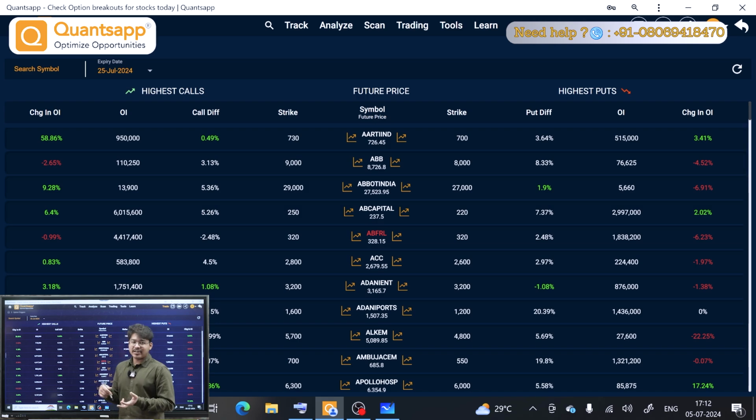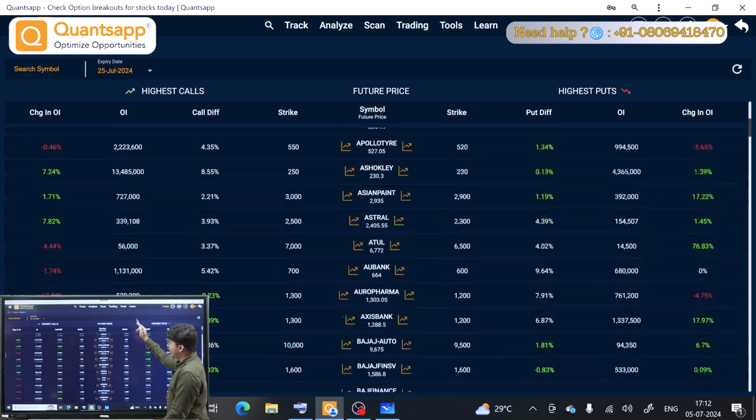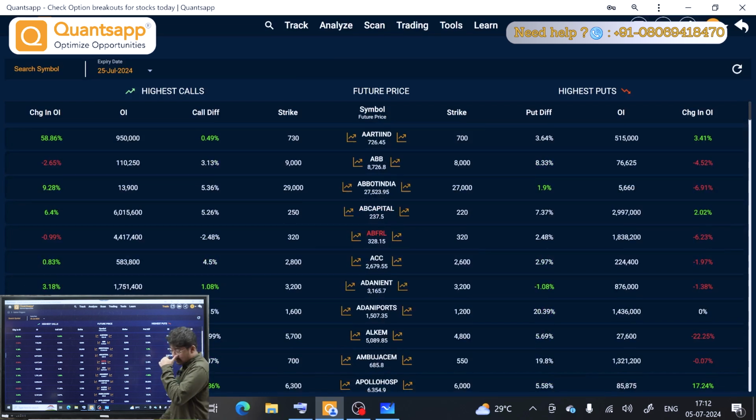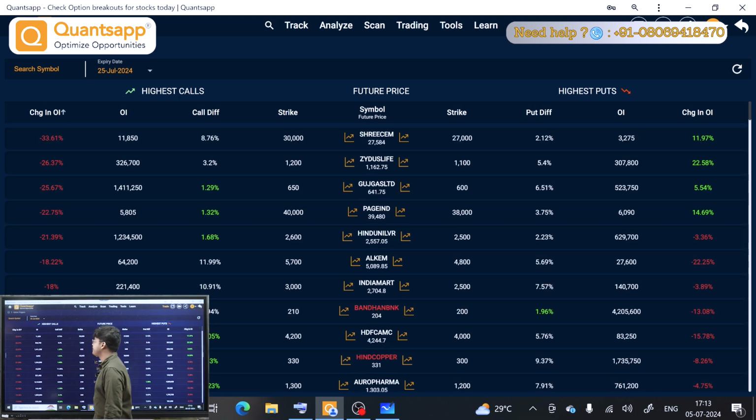But how do you identify stocks? I don't have time to manually go and analyze each and every stock, right? We have around 187 scripts in the entire F&O basket, including the indices. So for that, what I like to do is just sort based on change in open interest. Just click on change in open interest. It will show you change in open interest in an ascending order.